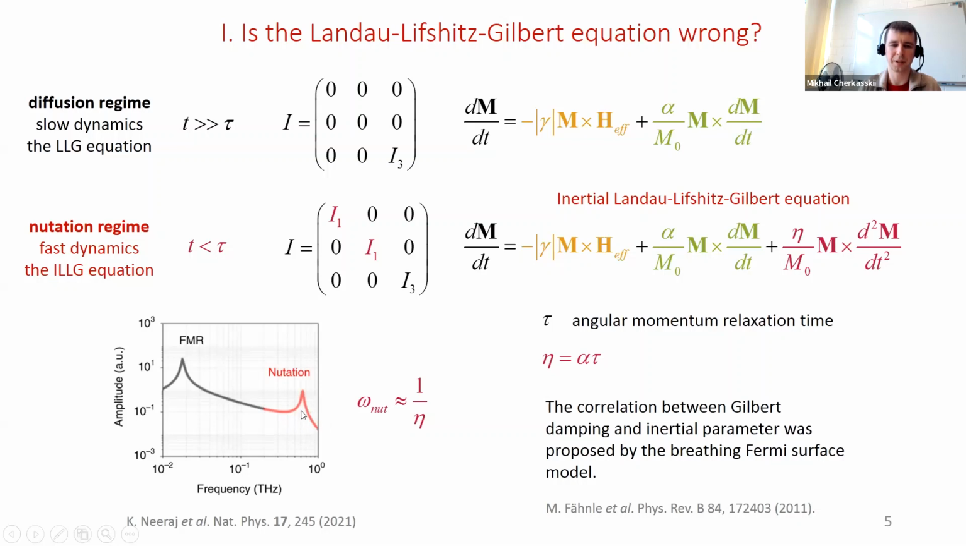So we have here nutation resonance at frequencies about 0.5 terahertz to the 2 terahertz range, like that. Yeah, so this is experimental proof of this theory. The spin wave is a prediction.